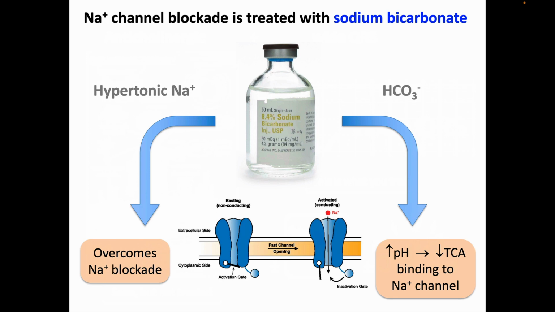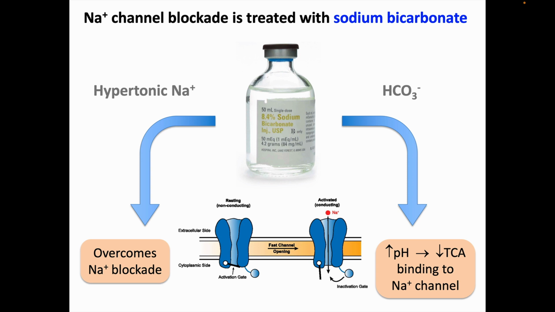Sodium channel blockade can be treated with hypertonic sodium bicarbonate, and there are two mechanisms for this. The first mechanism relates to the sodium. The bicarb solution we are giving is hypertonic, increasing the serum sodium concentration. This increases the chemical gradient of sodium across the cell membranes, favoring sodium influx during depolarization. It would be possible, for instance, to simply give hypertonic sodium chloride to help overcome sodium channel blockade by the same mechanism. But using sodium bicarbonate allows us to also use another mechanism.